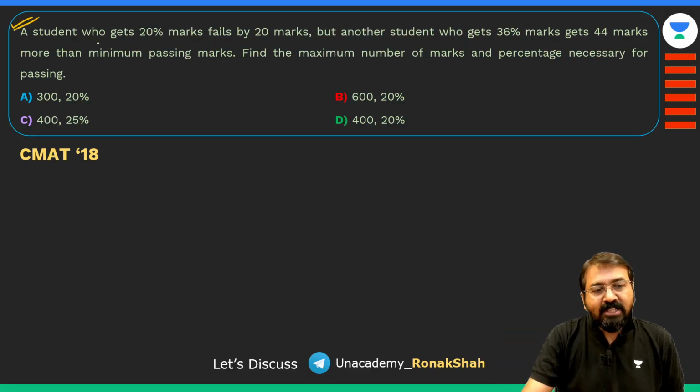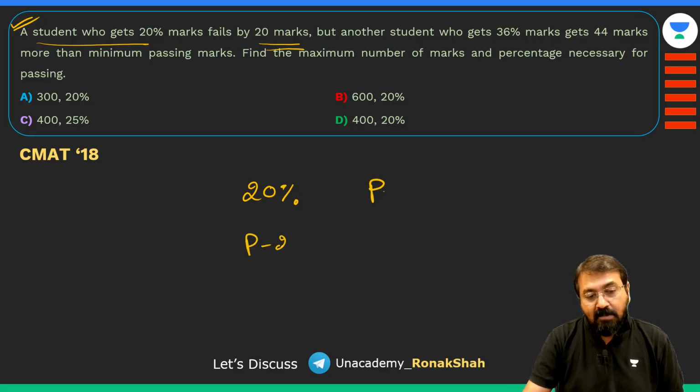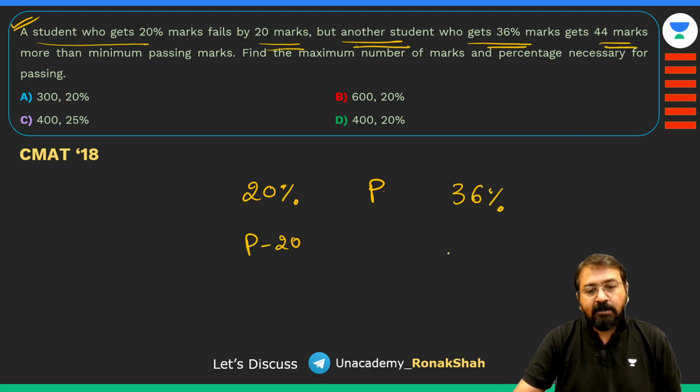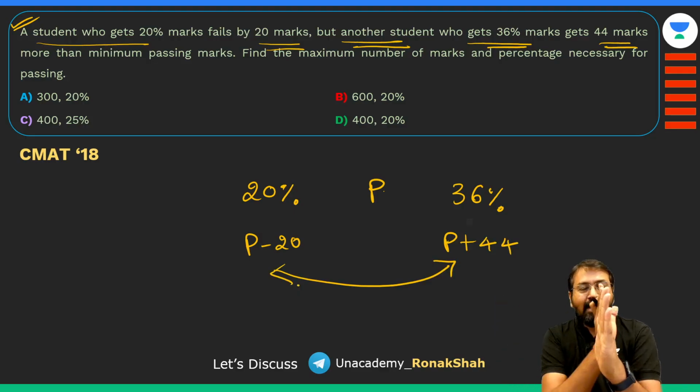Right. Let's look at this question. A student gets 20% marks and fails by 20 marks. Matlab there are some passing marks and these 20 marks are 20 marks less than the passing marks. Another student who gets 36% marks gets 44 more than the passing marks. So it's P plus 44. So guys, marks wise, what is this difference? This is the P value. So 20 less and 44 more.